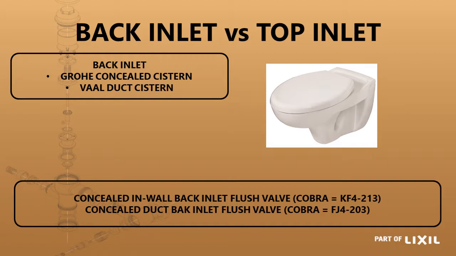If we look at the difference between a back inlet pan and a top inlet pan, there you've got a back entry pan where the water enters into the pan from the back. To operate this pan, you're going to use either your Grower concealed cistern, or a Vaal duct cistern, or quite a wide variety of concealed in-wall flush valves and concealed duct flush valves.